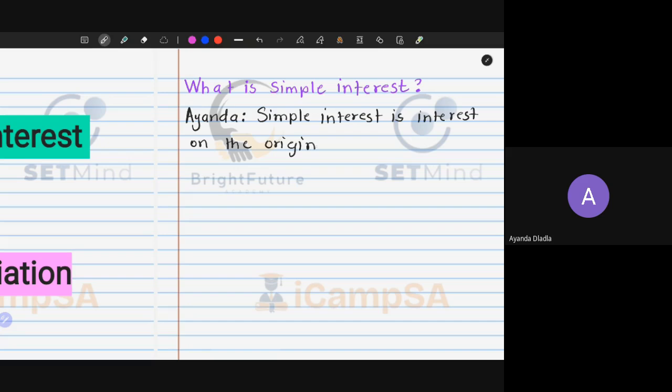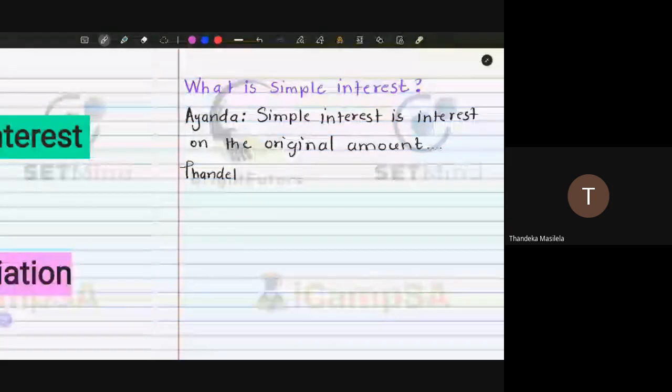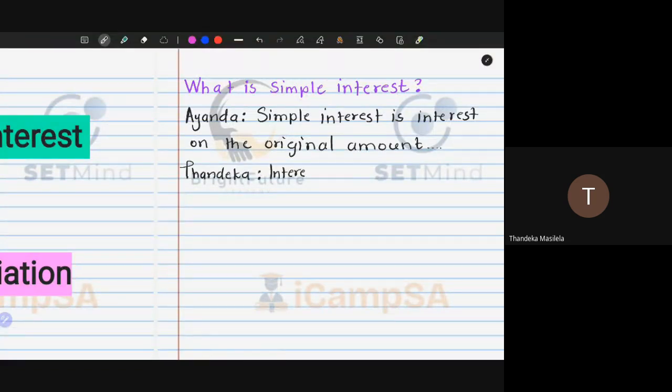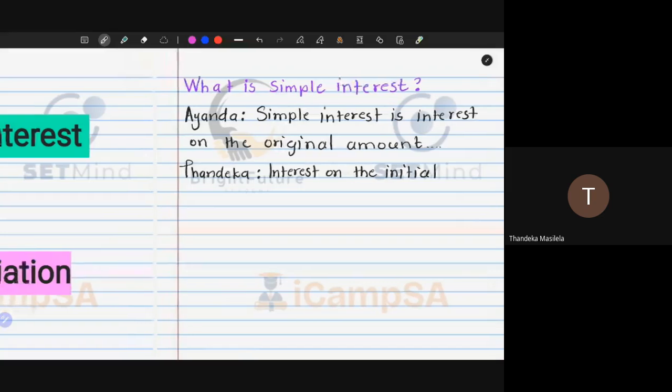Anyone else wants to give it a shot? I think it was Tandega. You can go ahead. What is your answer? I think it is the interest on an initial or principal sum of money. Okay, let me quickly note that down. Give it a shot again. You said it is interest on the initial sum of money. On the initial, let's call it investment.